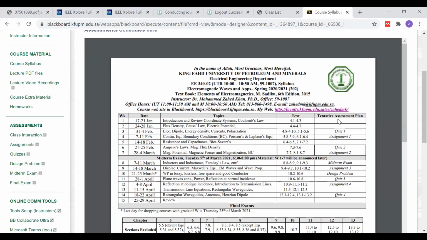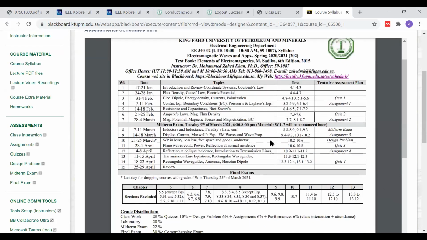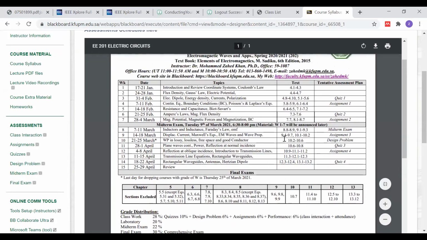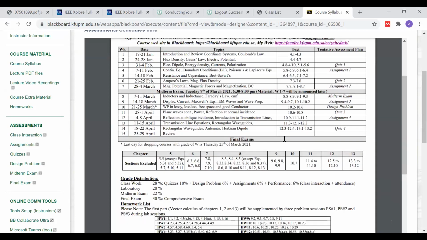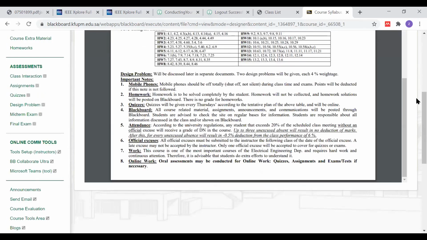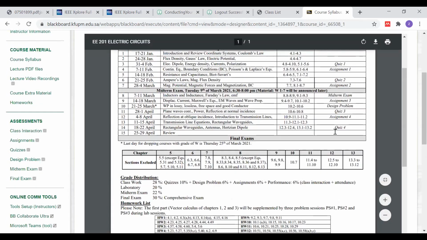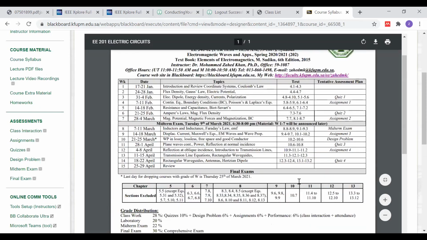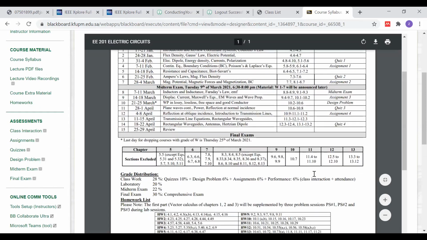Now, if you see here, these are the topics that we are going to cover in the 15 weeks, and these are the sections of the text. The textbook that we are following is Sadiku, 6th edition. I'm going to show the textbook in a while. These are the sections of the textbook that we are going to cover. These are the sections which are excluded, so we are not going to cover this.